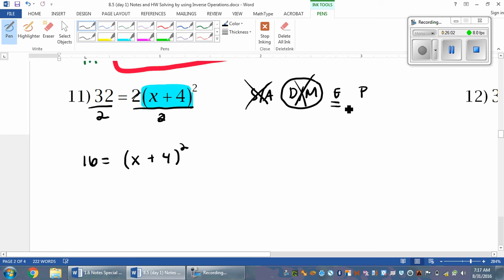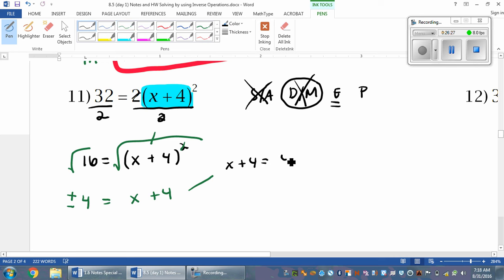Now let's go ahead and get rid of the exponent. How do I get rid of the square? That's easy. Square root both sides. The square root and the square cancel. So I'm left with, don't forget, the square root of 16 is either positive or negative 4, equal to just x plus 4. Now we're going to separate into two equations. My first equation is x plus 4 equal to 4, because one of them is going to be positive 4, and then I have x plus 4 equal to negative 4.